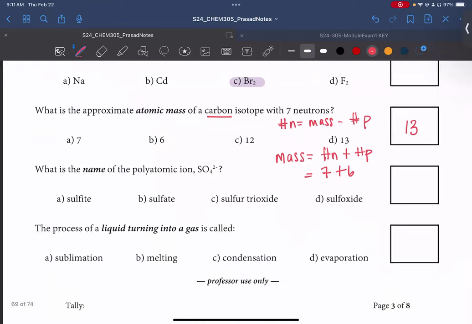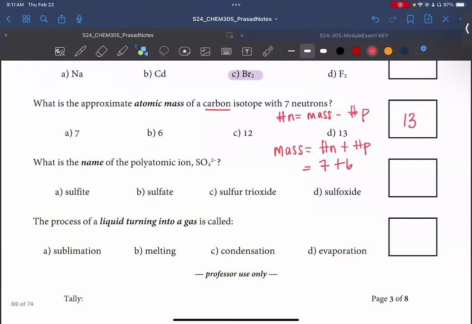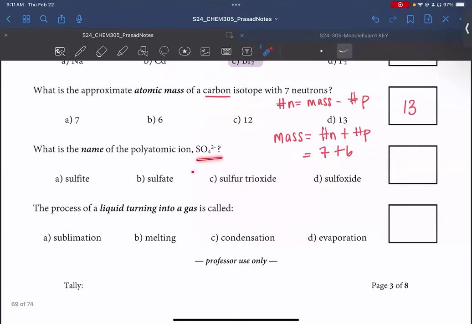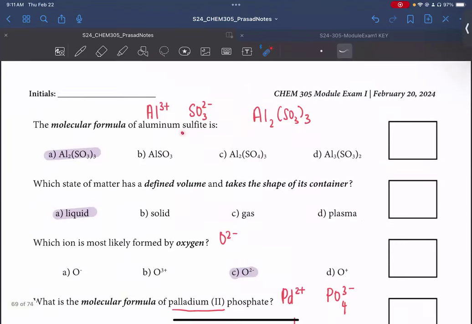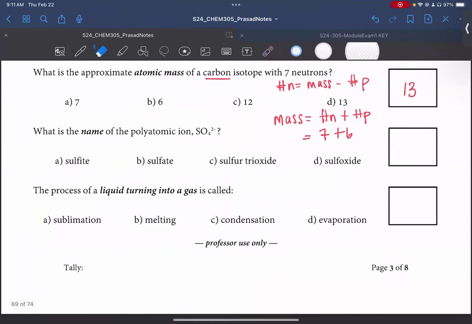What is the name of the polyatomic ion SO4 2-? This particular question goes hand in hand with the one up here, because it requires you to be able to distinguish. SO4 2- is simply labeled sulfate. The process of turning a liquid into a gas is called evaporation.